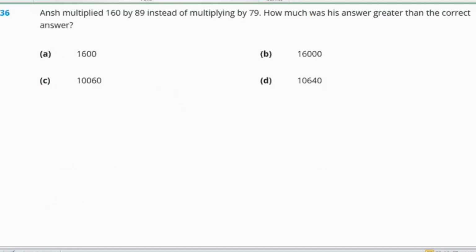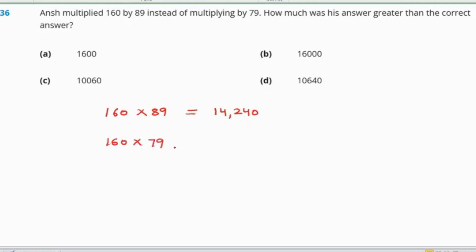Now the question number 36. Question number 36 is saying that Ansh multiplied 160 by 89 instead of multiplying it by 79. Okay, so what is there? Ansh has to multiply some number by 89. He has to multiply 160 by 89. So when he multiplies 160 by 89, he should get 14,240. But instead of that, he has multiplied 160 by 79.